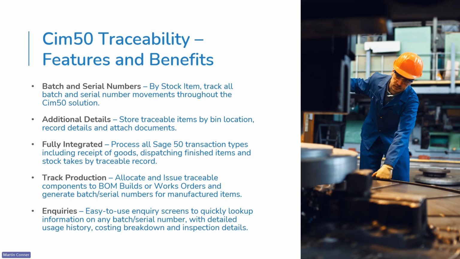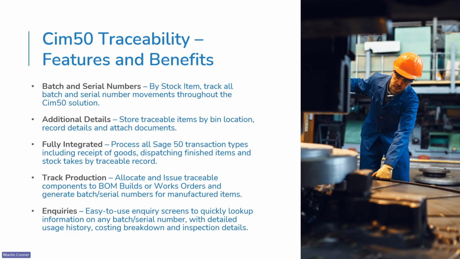So Cim50 traceability then, what are the features and the benefits? We've got batch and serial numbers, as I said, that's by stock item. So you can switch it on and off by stock item. If you've got particular items that you need to record batch numbers or serial numbers for, then you can do that. And then other items, say, for instance, packaging materials that you're happy to maintain on a first in, first out basis, FIFO, then you don't mark them as traceable.